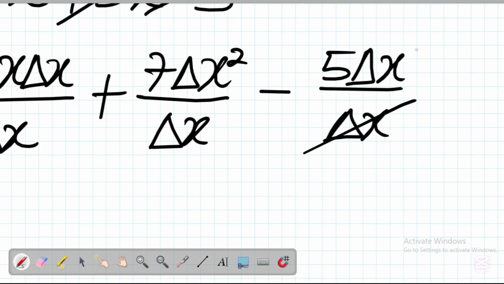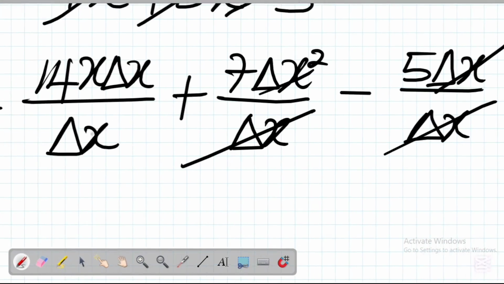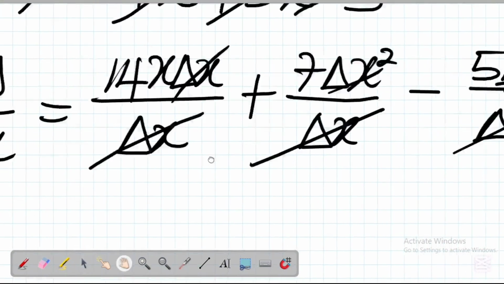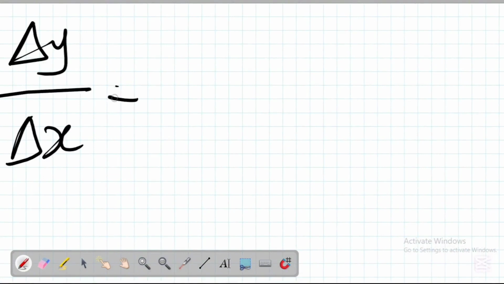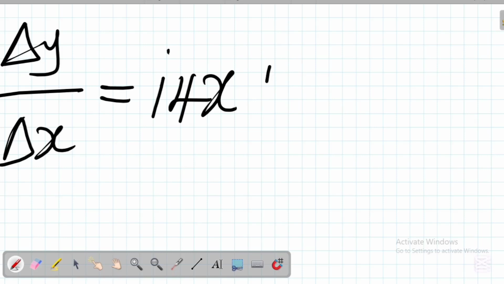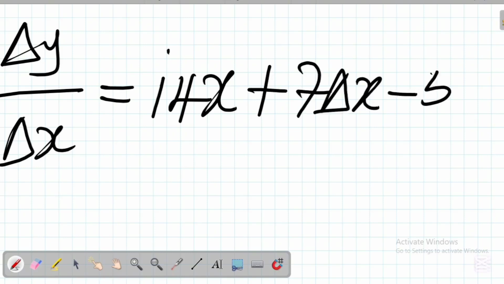So change in x cancels change in x. Change in x here cancels one of the change in x. And then change in x cancels change in x. So we are left with change in y all over change in x equals 14x plus 7 change in x minus 5.